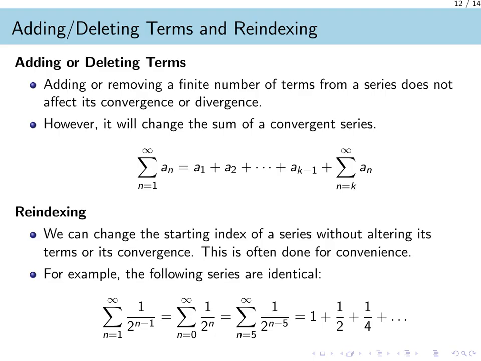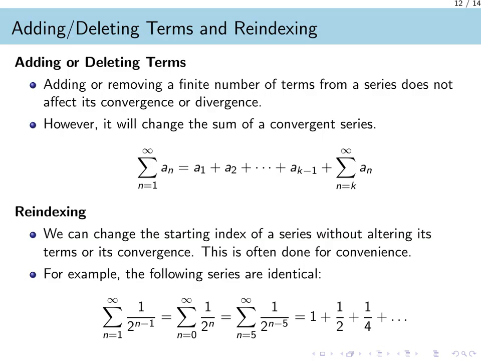This slide covers two practical techniques for manipulating infinite series that help simplify our analysis. First, let us consider adding or deleting terms. The convergence of a series is determined by its tail, meaning the behavior of its terms as the index n goes to infinity. Therefore, adding or removing a finite number of terms at the beginning of a series will never change whether it converges or diverges. However, for a convergent series, this action will change its final sum.